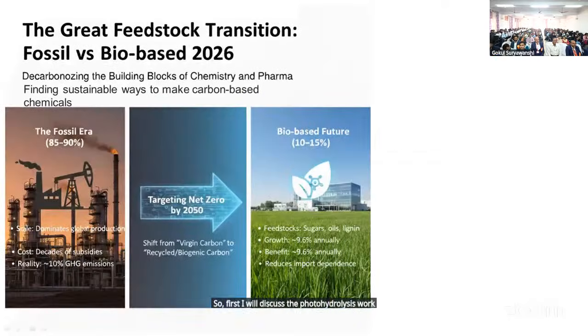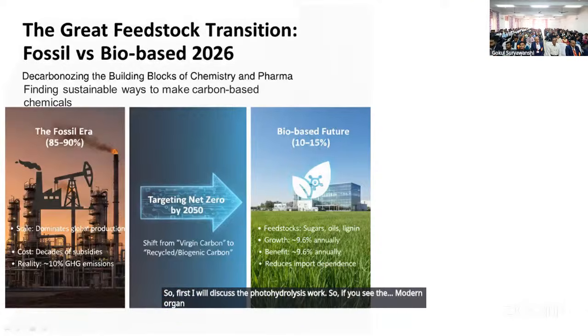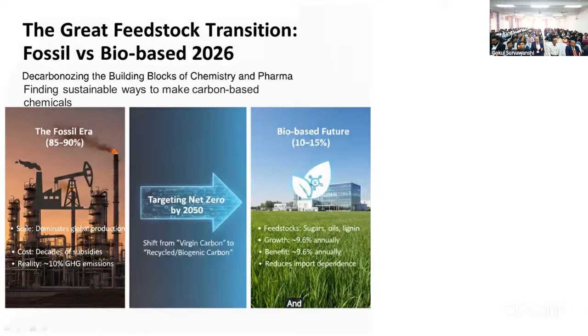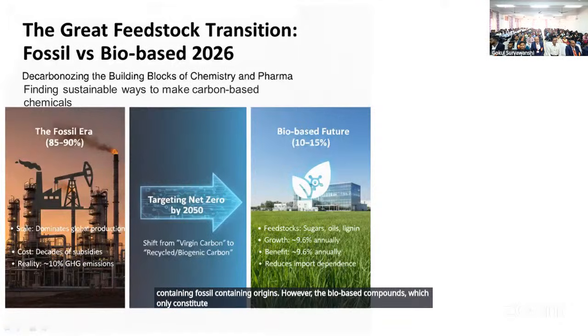So if you see modern organic synthesis, the carbon-containing compounds generally originate from fossil chemicals. And 85 to 90% of the chemicals we use come from fossil-containing origins. However, the bio-based compounds only constitute 10 to 15%.